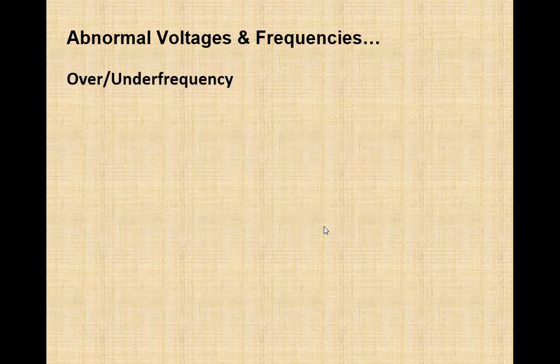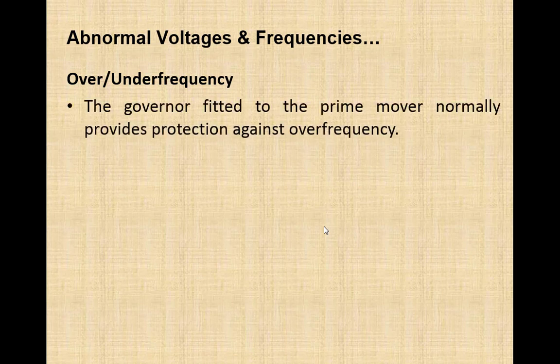Now we will discuss impact of over and under frequency on the operation of motors and generators. So the governor fitted to the prime mover normally provides protection against over frequency, because over frequency in case of generator is actually indication of overspeeding. So it was mentioned that overspeeding was not a problem for alternator. This is actually problematic for prime mover. So that's why prime mover side will be protected against this over frequency or overspeeding condition. Overspeeding is detected with the help of measurement of frequency.